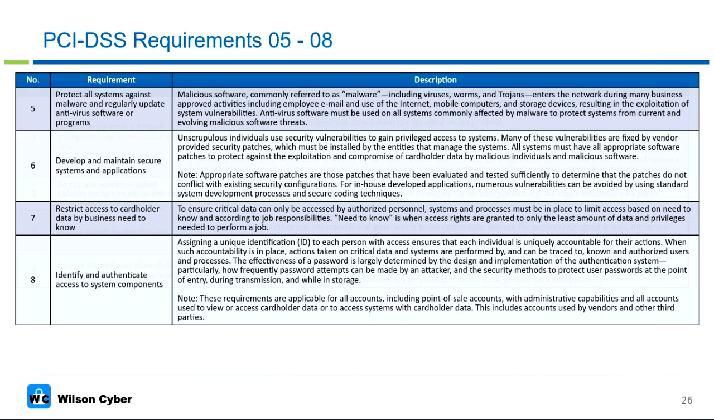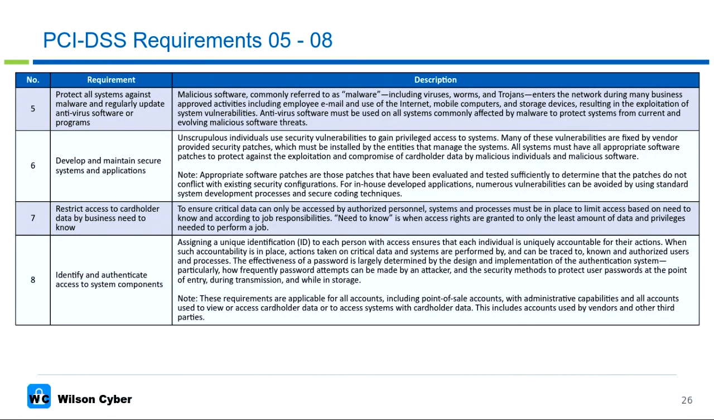Requirement number 5, protect all systems against malware and regularly update antivirus software or programs. Malicious software, commonly referred to as malware, including viruses, worms, and Trojans, enters the network during many business-approved activities, including employee email and use of the internet, mobile computers, and storage devices, resulting in the exploitation of system vulnerabilities. Antivirus software must be used on all systems commonly affected by malware to protect systems from current and evolving malicious software threats.